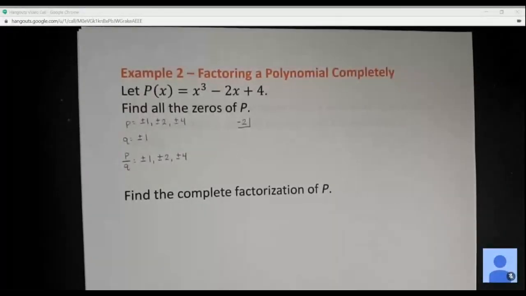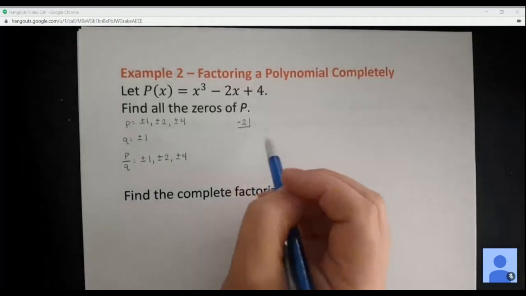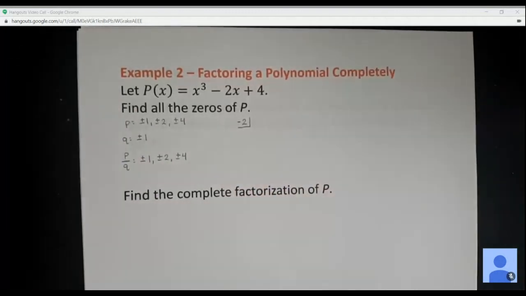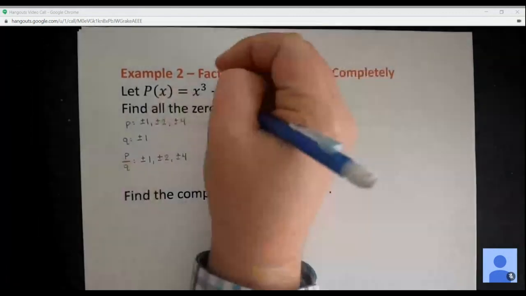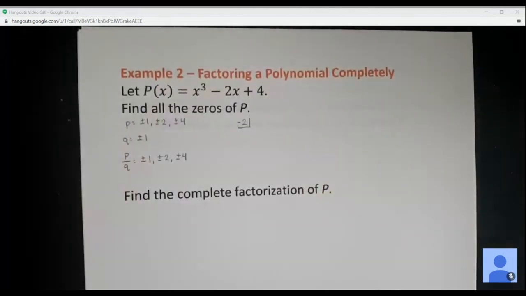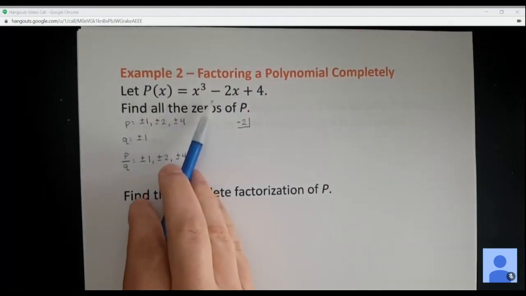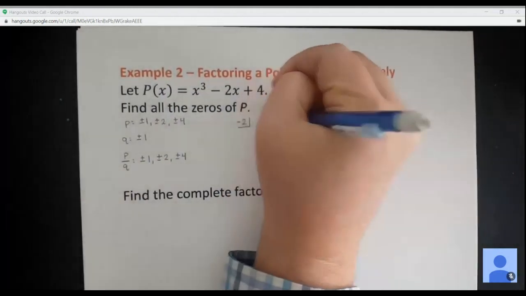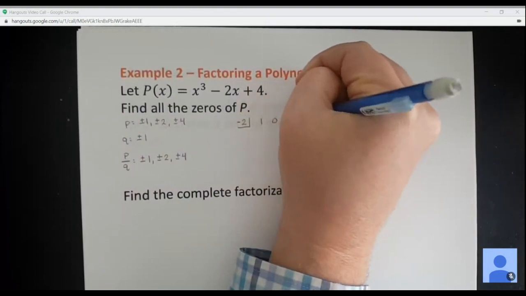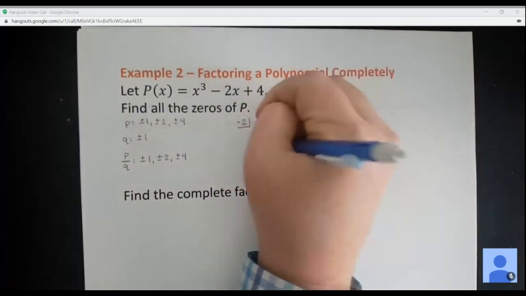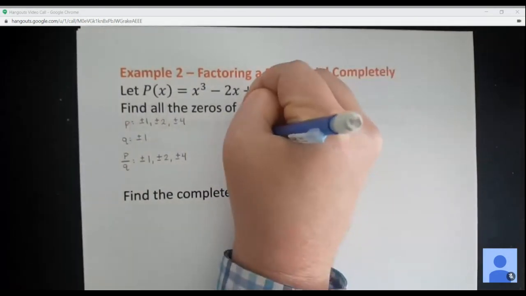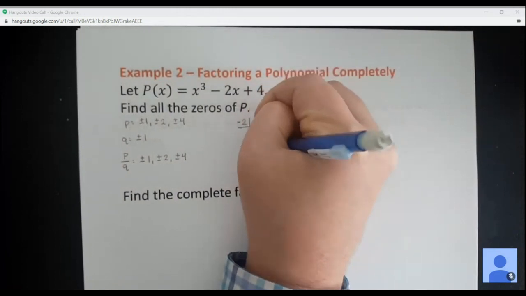All right, so now when we list out our coefficients here, what are the coefficients going to be for this one? Good. Just because there is no x squared term, right, we're going to actually have to put a 0 in that place. So we're going to have 1, 0, negative 2, positive 4. And bring down the 1.